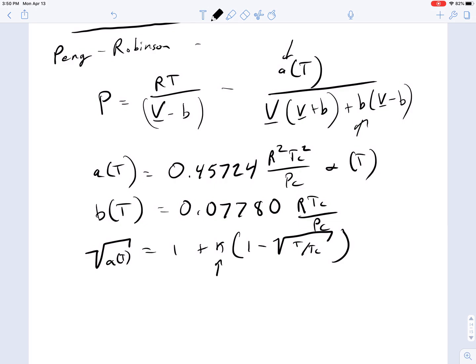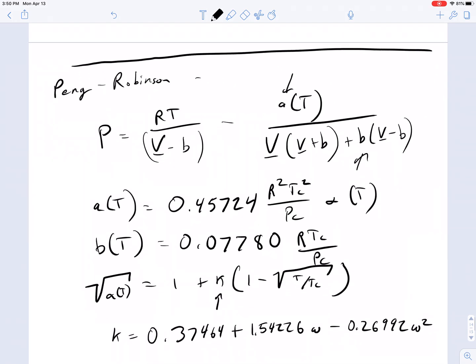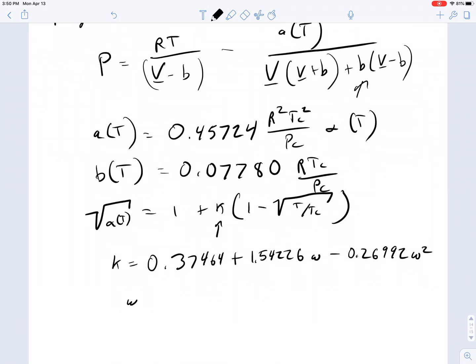But we have to know what kappa is. So kappa is equal to 0.37464 plus 1.542226 omega minus 0.2692 omega squared. And omega is the acentric factor we just described.